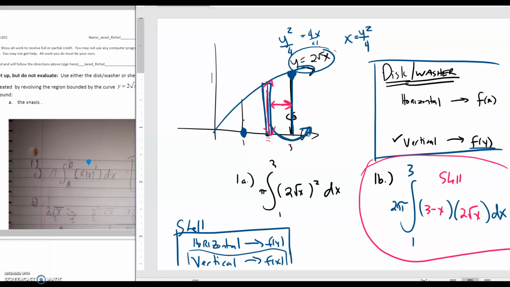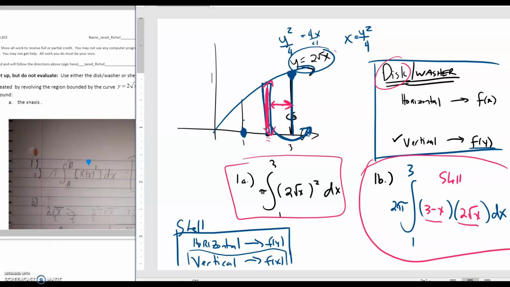And then the next thing is, if I'm doing the shell method, I need two functions: one that's the distance from the line to the rectangle that I draw, and one that's the height of the rectangle. If I'm doing the washer method, I do the radius thing, pi r squared. In this case, there's no washer to deal with. It's just disk because there's no hole, and you got that one right. You nailed that one, so that's good.